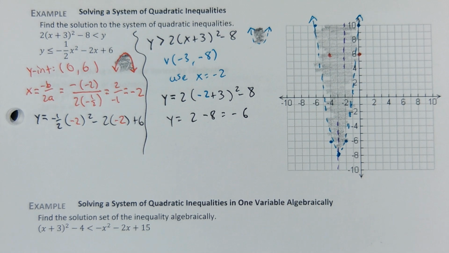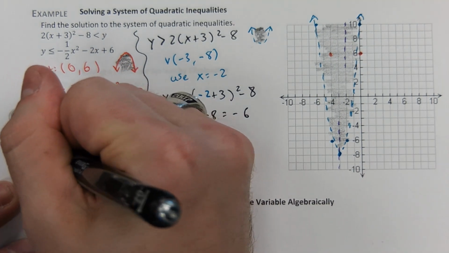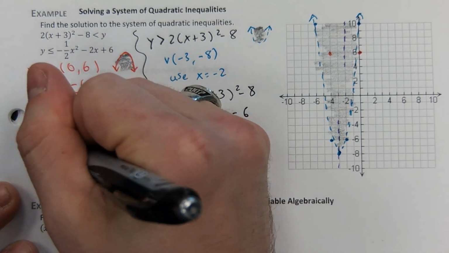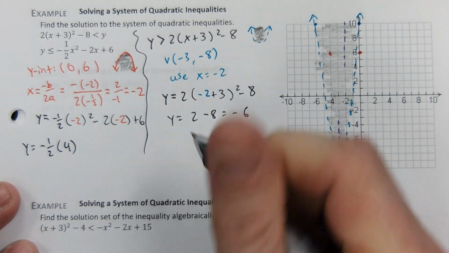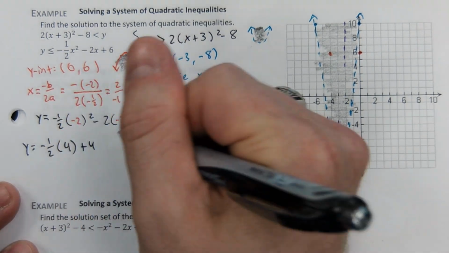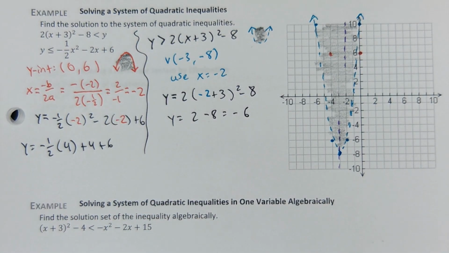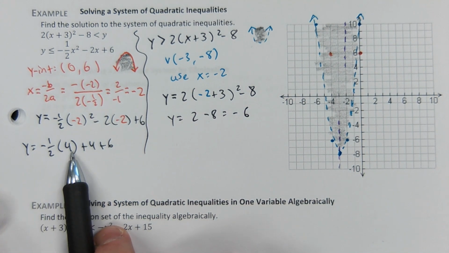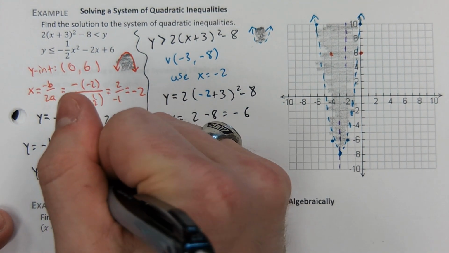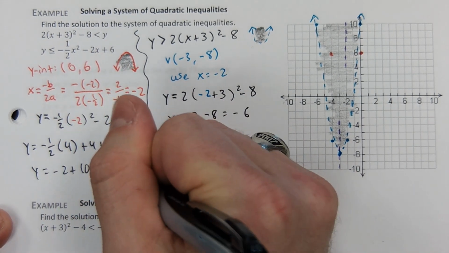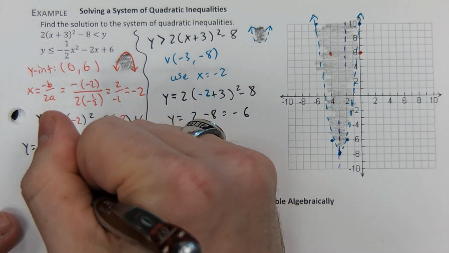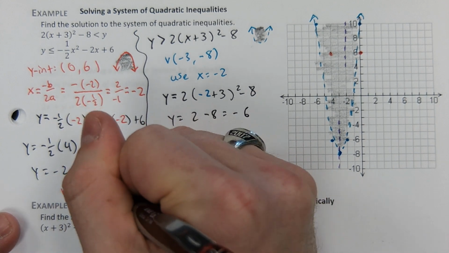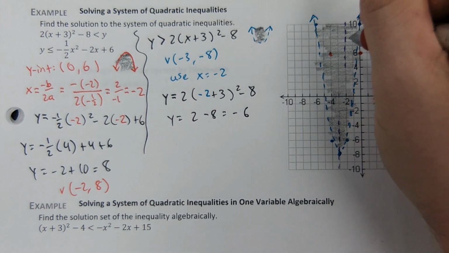Hardest part about this is just following the order of operations. Remember, exponents come first. I have to square this -2. It's going to get me 4. -2 times -2 is +4. And then I got a 6 over here as well. Half of 4 is 2, but it's negative. So I have -2 plus 10, which is +8. My vertex then is at -2, 8. Way up here.